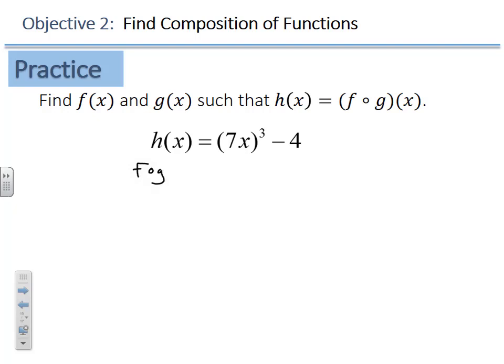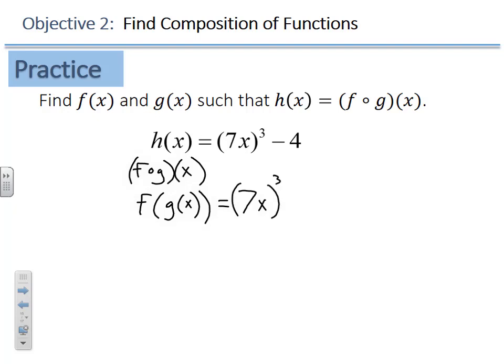Okay, here's our solution. F of g of x equals 7x cubed minus 4. Here the parentheses are really the tip-off. It looks like our inner function, g, is the 7x. And the outer function, f, is to cube that input and subtract 4.